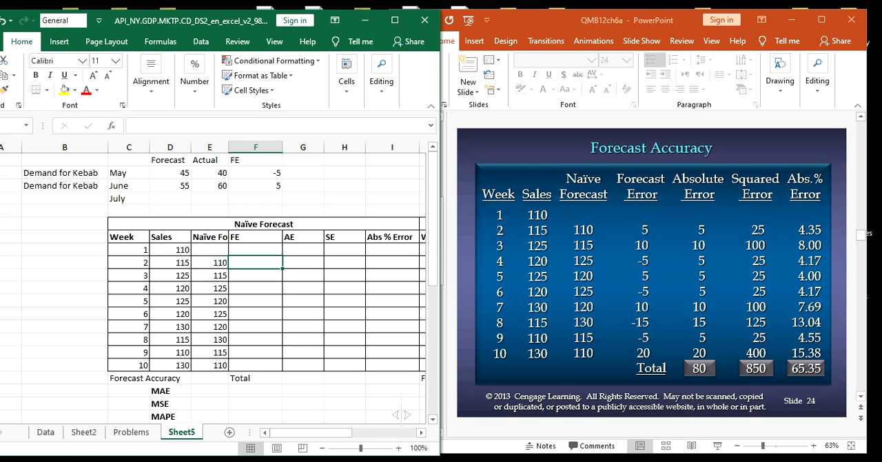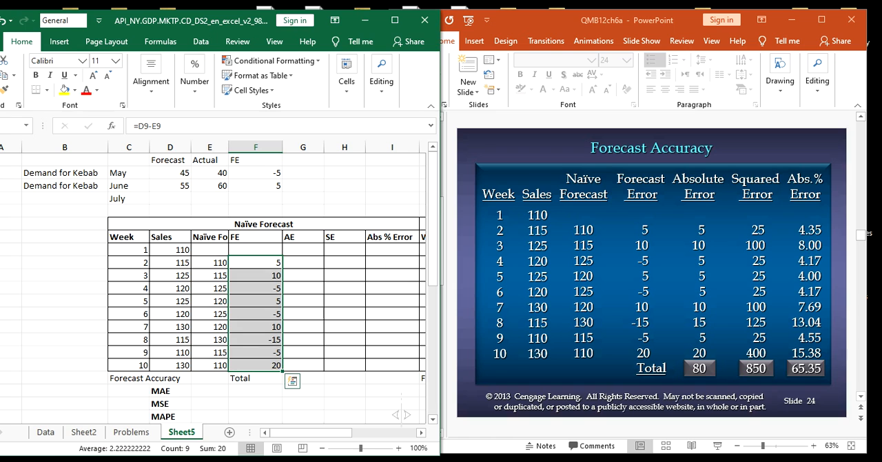So what's the forecasting error? The forecasting error is, as we said, the actual sale in week 2 minus the forecasted sale in week 2. We expected week 2 to sell 110, but actually we sold 115. So this is the forecasting error. I'll drag this down to get the other forecasting errors as well.